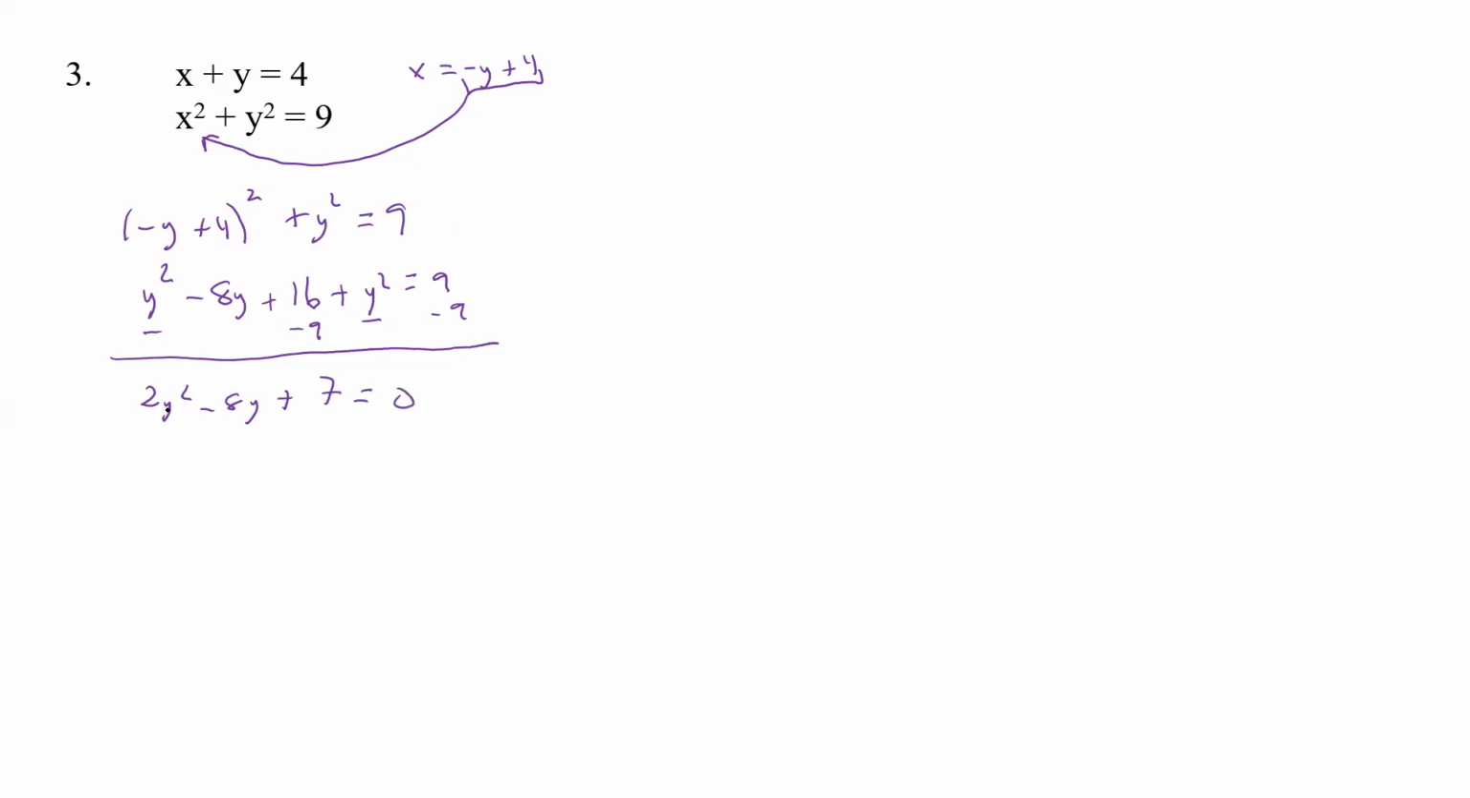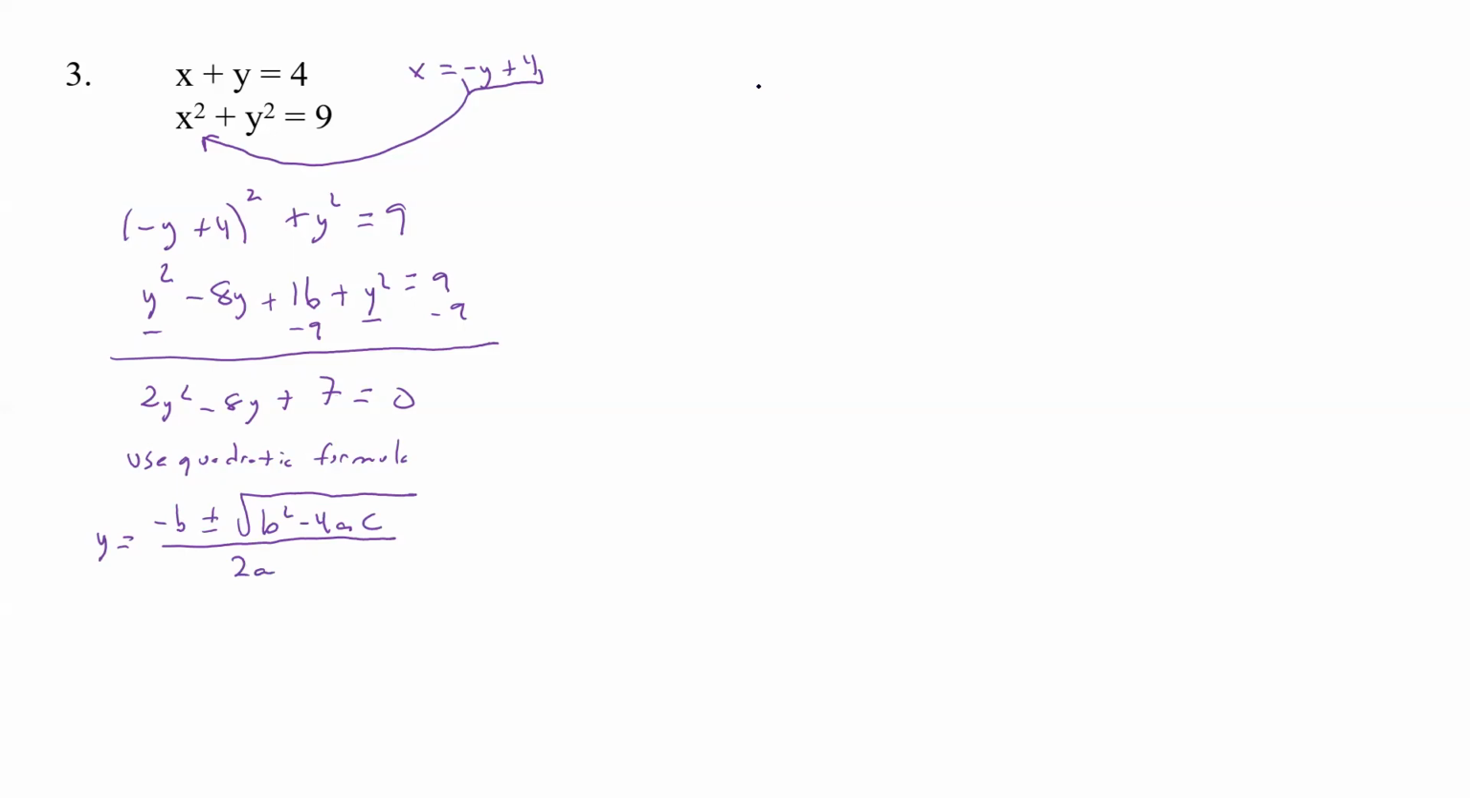Now looking at this one, factors of 2 and 7 that add to 8, I don't see any off the top of my head. I don't think so. So this is where we're going to use the quadratic formula. And you can do this on any problem. If you don't want to factor, you can always use a quadratic formula. That's allowed. And basically, in this case, we're solving for y. So y equals negative b plus or minus the square root of b squared minus 4ac all over 2a. All right, so we have our a, our b, and our c.